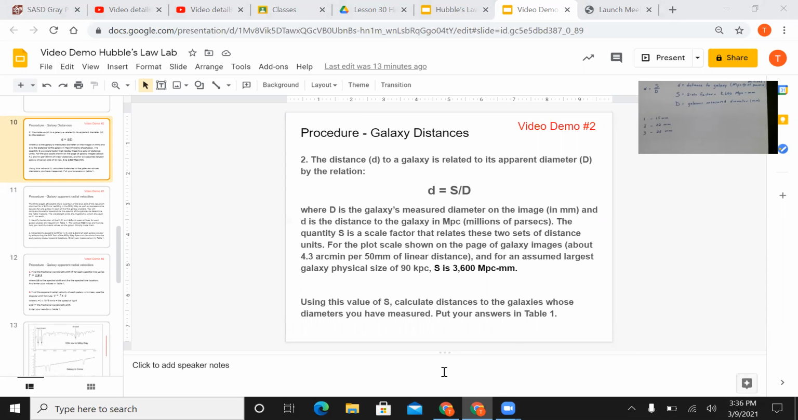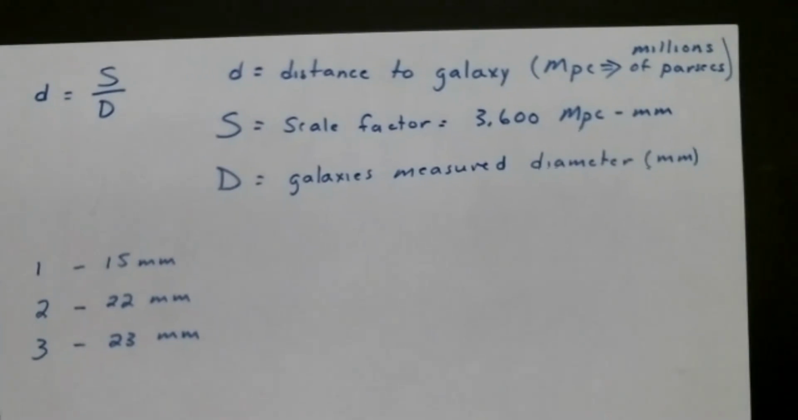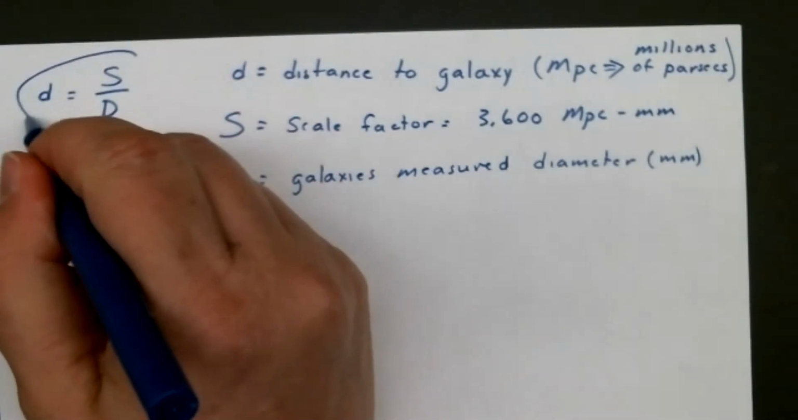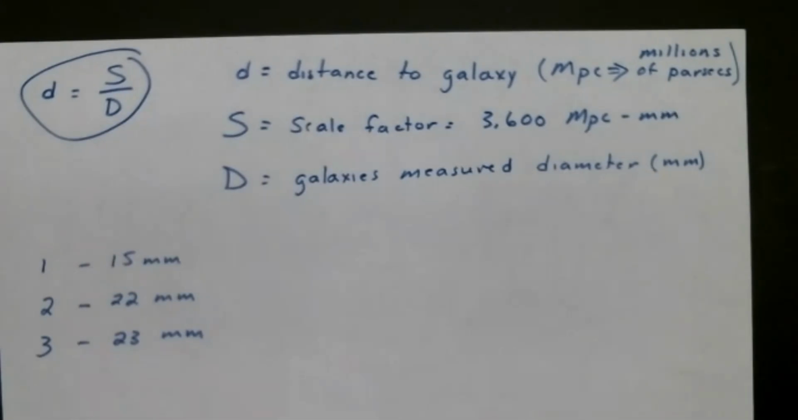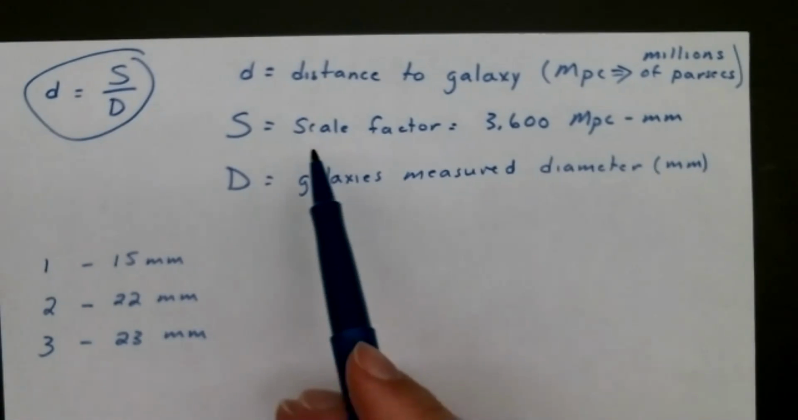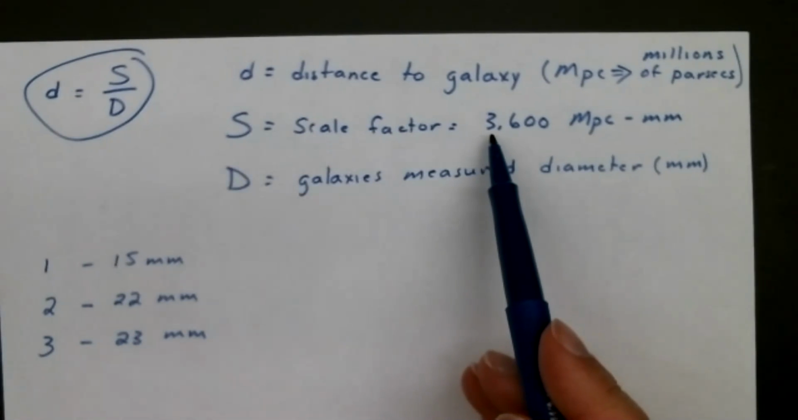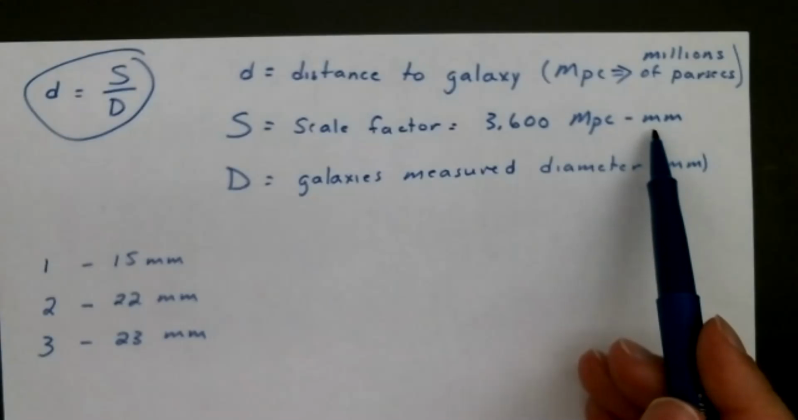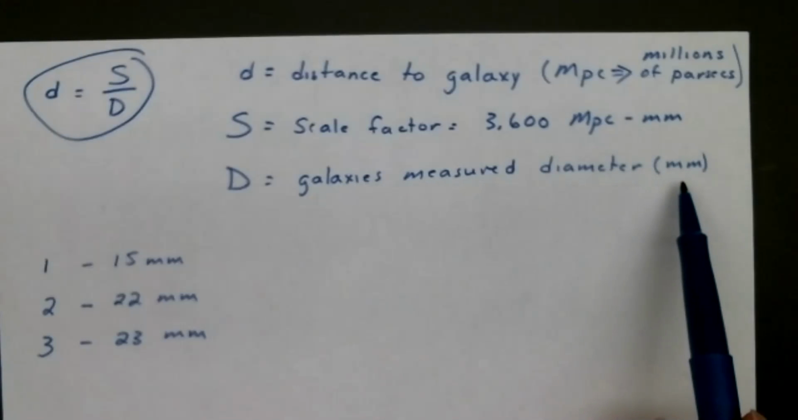And we will do some calculations. All right, so here's the equation that we're going to be using: distance equals capital S over capital D. And here is the data that we took in the previous part. We had 3 different galaxies, and the galaxies were measured at 15 millimeters, 22 millimeters, and 23 millimeters. So our scale factor is 3,600 millions of parsecs per millimeter, and we measured our galaxies in millimeters.